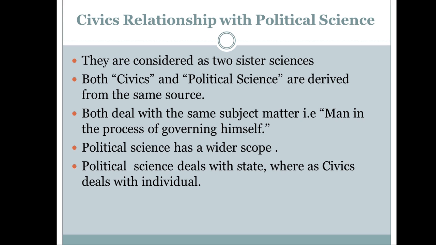Political science has a wider scope. When we talk about political science, it is something which mainly focuses on the state, while on the other hand civics targets the individual who naturally is the citizen of that state. Political science aims at building a better state and ultimately a better world. Civics helps political science by promoting better citizenship and better citizen association.